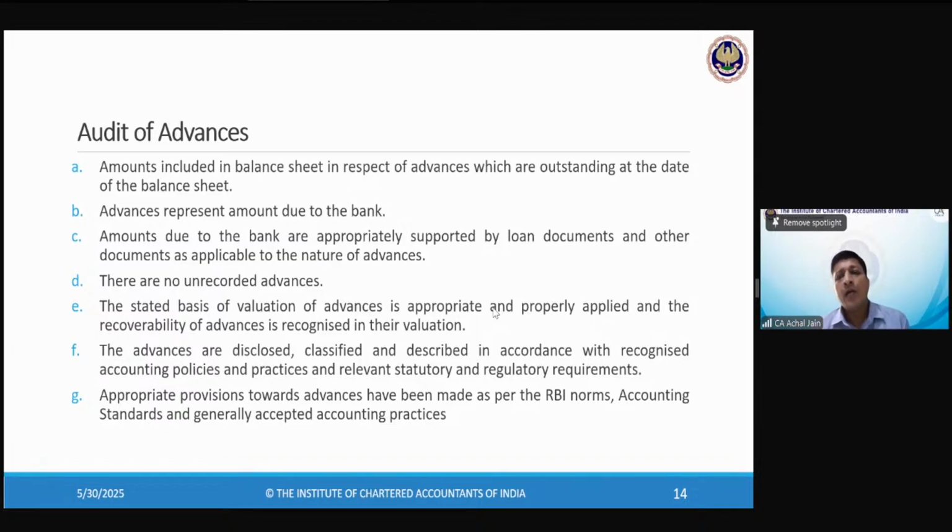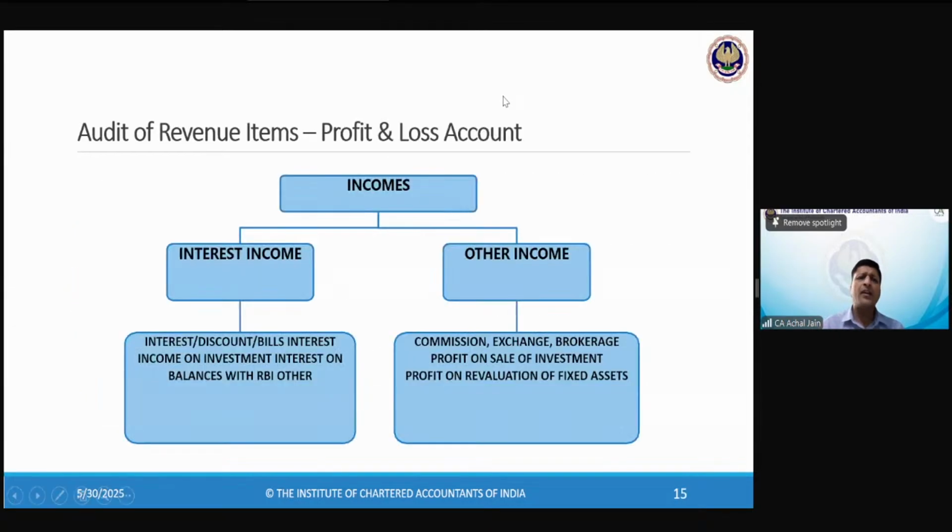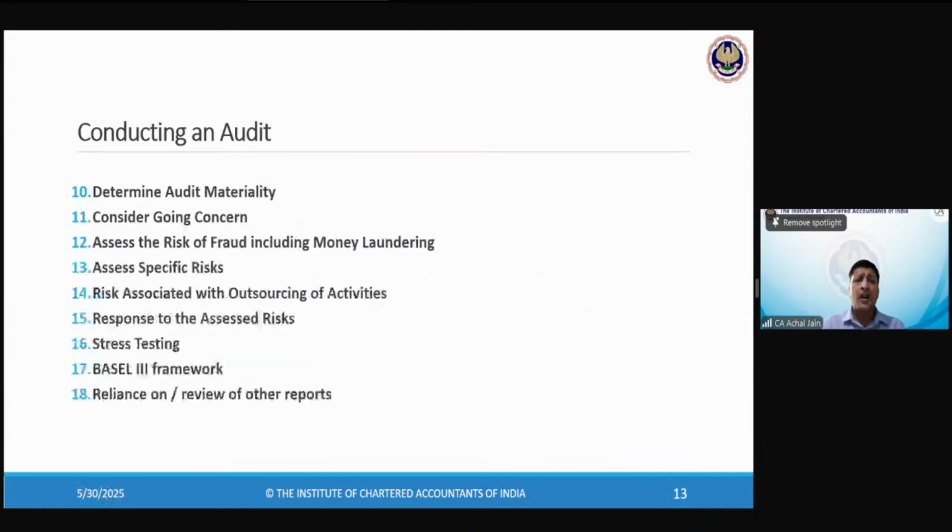Now, moving further, let's now try to understand what is required to be done in relation to advances. Okay, so for that we discussed that audit procedures will have to be looked into. So there are going to be certain audit procedures one will have to apply for audit of advances. Okay, and there are a lot of procedures that we thought about.